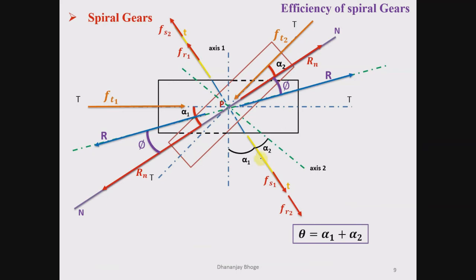Now we have taken the case of same hand of helix angles. Both the gears in mesh are having the same hand of helix, say left hand or right hand. And for this case we know that the shaft angle is the sum of the helix angles of both the gears. So write down theta equals alpha 1 plus alpha 2. Okay. For our case theta equals alpha 1 plus alpha 2.